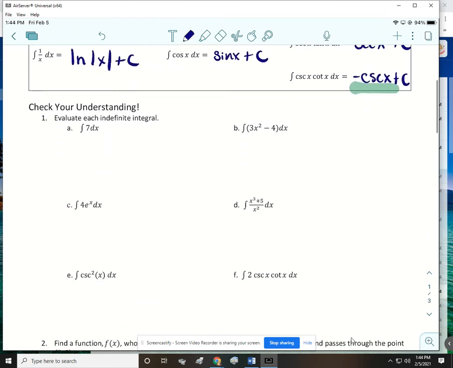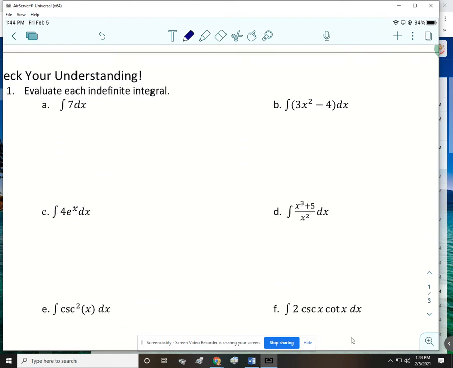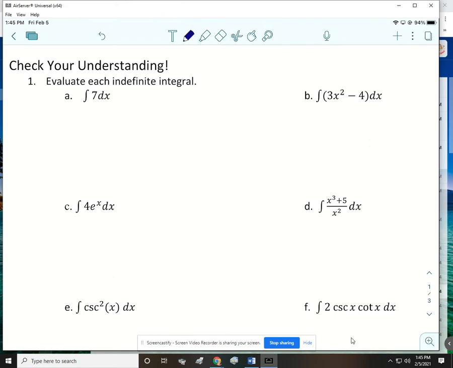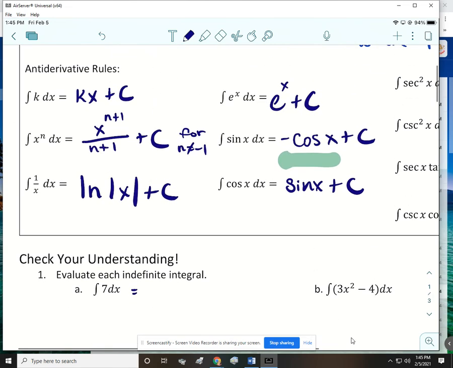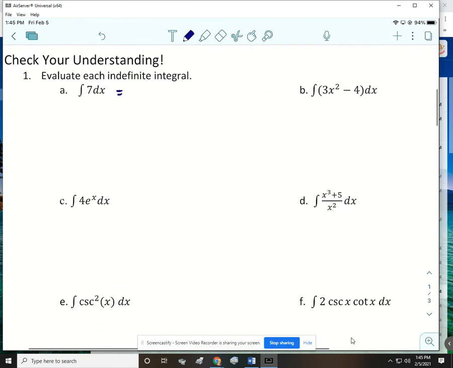All right, so on our example 1, we have several. We're going to find the indefinite integral. Whenever we're doing the indefinite integral of just a constant, whatever the variable is, which in this case is x, it's just going to be that constant times that variable and then plus c.